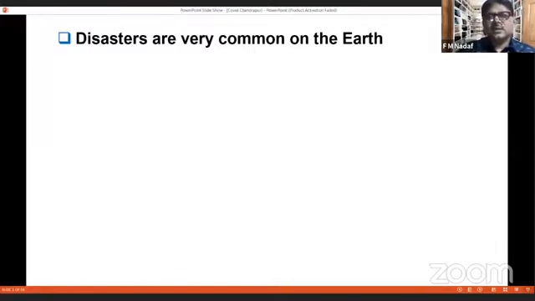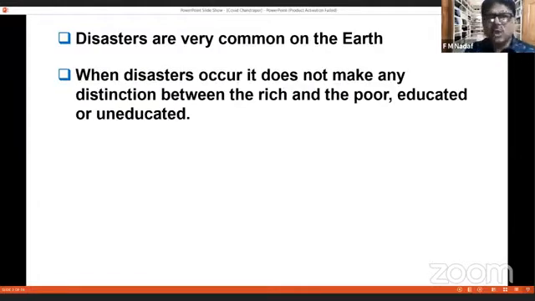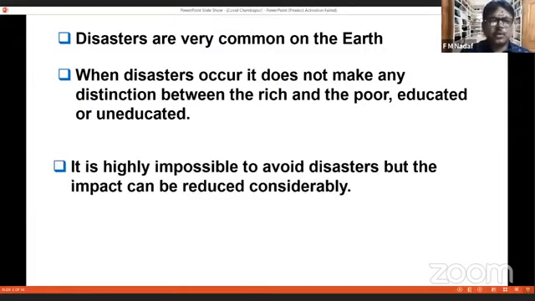In a history of 4,600 million years, that's the age of our Earth, thousands and thousands of disasters have occurred. Whenever disasters occur, they don't make a distinction that they will affect only poor people or only illiterate or uneducated people. That is not the case. Irrespective of our economic status, irrespective of our social status, they affect. Right now, we know that the whole world is locked and everybody is affected, right from top to bottom.